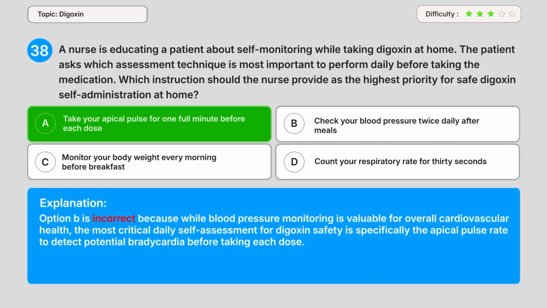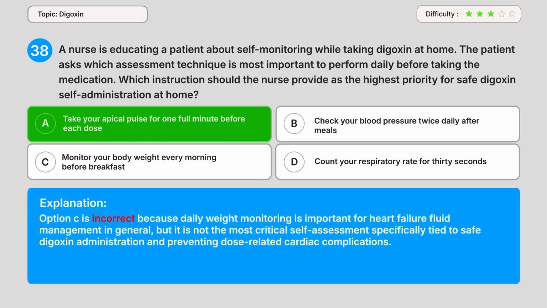Option B is incorrect because while blood pressure monitoring is valuable for overall cardiovascular health, the most critical daily self-assessment for digoxin safety is specifically the apical pulse rate to detect potential bradycardia before taking each dose.